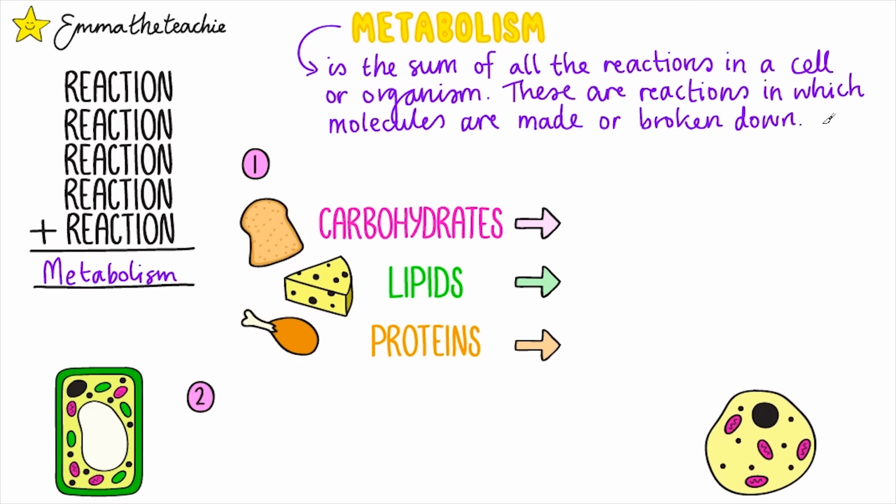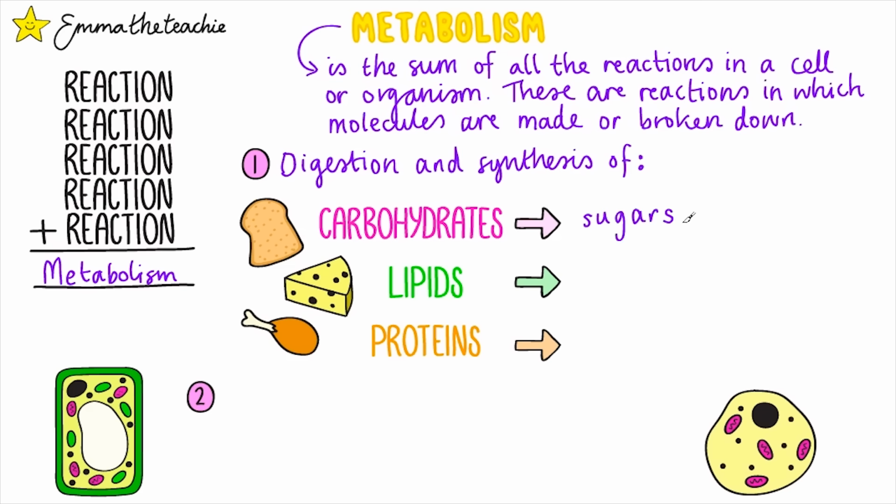There are quite a few examples for this across the specification, and in this video we're linking them together. There are 6 to learn. The first is the digestion and synthesis of carbohydrates, lipids, and proteins. Can you remember what each one breaks down into? Pause the video and see. Okay, carbohydrates break down into sugars, lipids break down into glycerol and fatty acids, and proteins break down into amino acids.